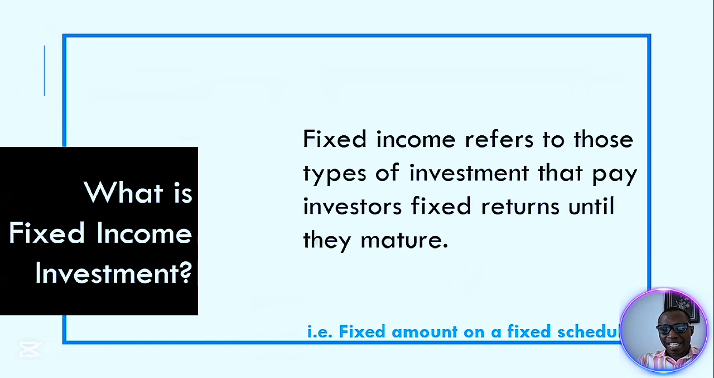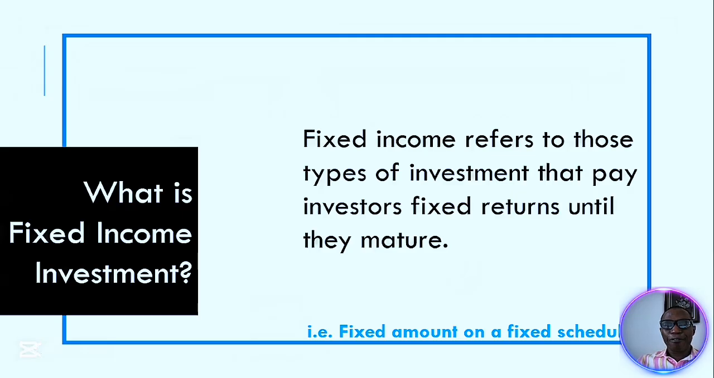But for this, if you are putting in 1 million naira, your 1 million naira will remain 1 million naira till the end, plus the interest you are going to receive, and the interest also is fixed. So you are receiving a fixed amount, and not just a fixed amount, it is going to be on a fixed schedule, which means the time also is fixed.